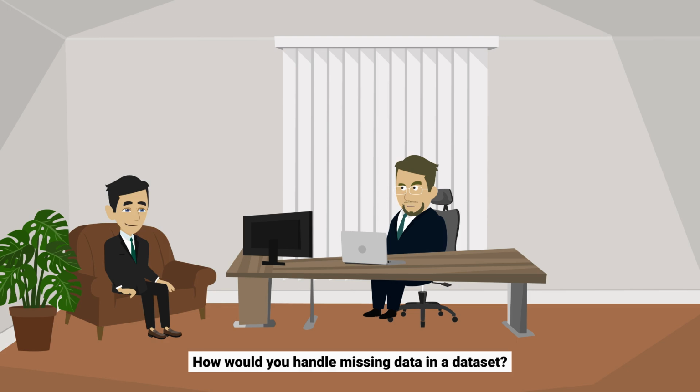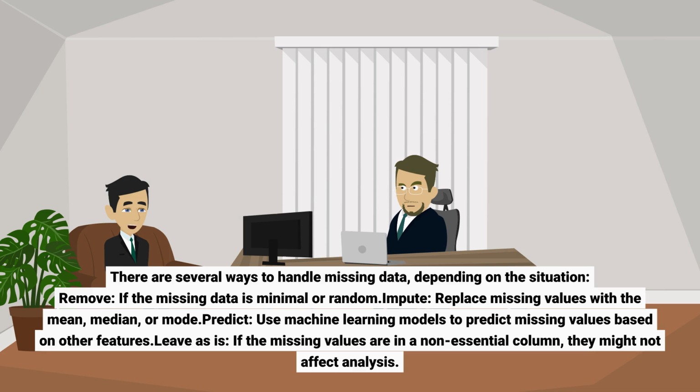How would you handle missing data in a dataset? There are several ways to handle missing data, depending on the situation. Remove: if the missing data is minimal or random. Impute: replace missing values with the mean, median, or mode. Predict: use machine learning models to predict missing values based on other features. Leave as is: if the missing values are in a non-essential column, they might not affect analysis.